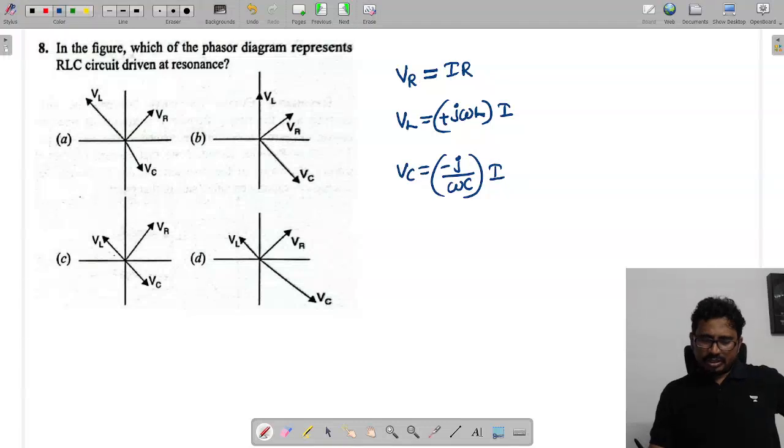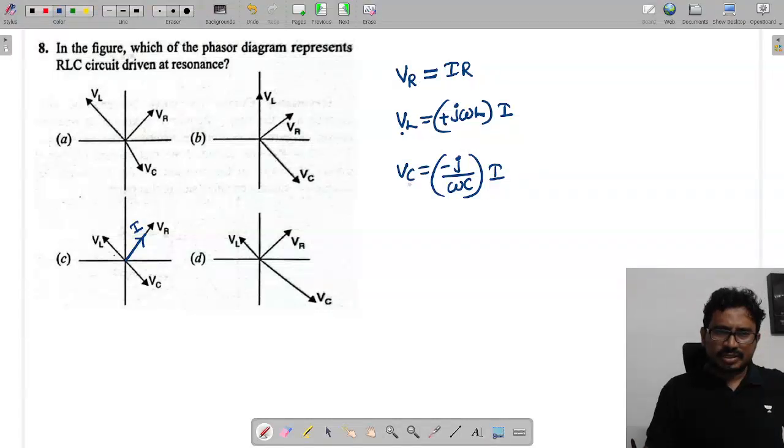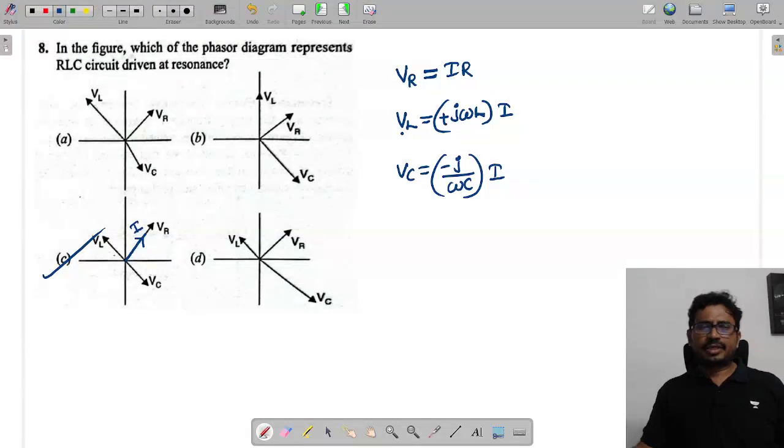So this is current I, and VR and I are in phase. Here VL is leading by 90 degrees, and VC is lagging. So option C is satisfied. The angle between them is 90 degrees.